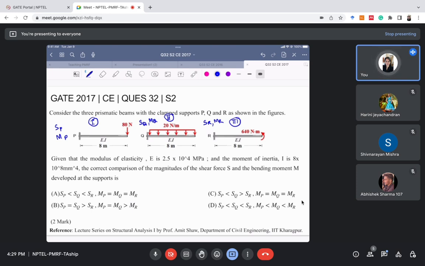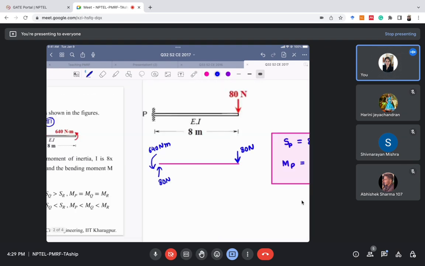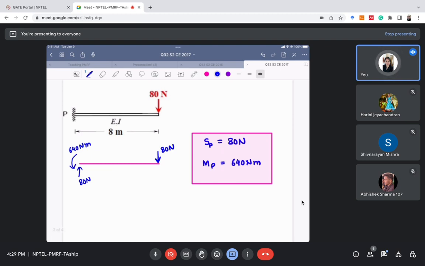Can you tell me what will be the value of SP and MP? It's very easy to get the value of SP and MP, right? Finding out shear force and bending moment for these three cantilever beams is not a very big task. So I'll do it for you. I've already done it. There's an 80 Newton load which is applied, right? So I can draw the free body diagram here.